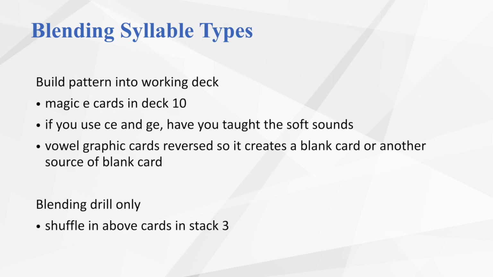Taking the magic E cards from deck 10, you'll find cards with a consonant followed by an E. Watch out for CE and GE cards. Make sure you've taught the soft sounds before you include them. For open syllables, take the vowel graphic cards and reverse them, so it creates a blank card, or you can use another source of a blank card. Now, taking these magic E endings and the blank vowel graphic cards, I shuffle them in with all the rest of the cards in stack 3, and they magically move between syllable types. Let's see what that looks like.